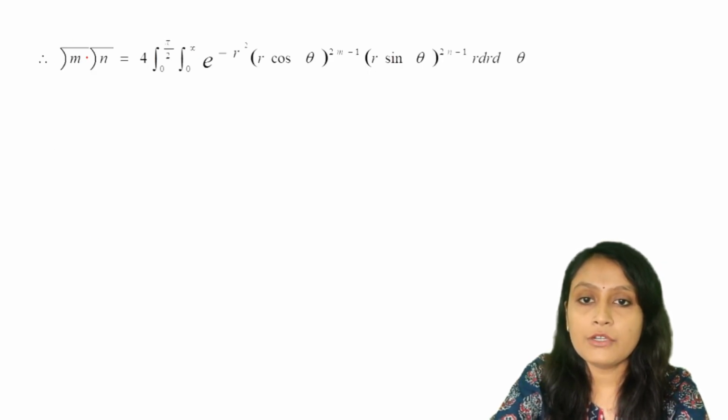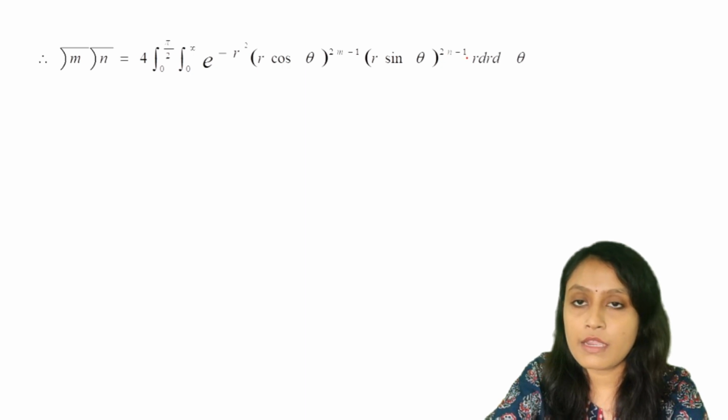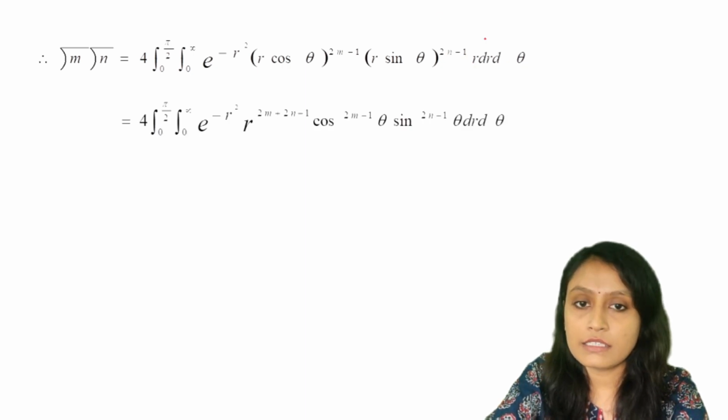So Γ(m) into Γ(n) is equal to 4 times the integration from 0 to π/2, 0 to infinity, of e^(-r²) into (r cos θ)^(2m-1), (r sin θ)^(2n-1), r dr dθ. We have converted everything into polar form.